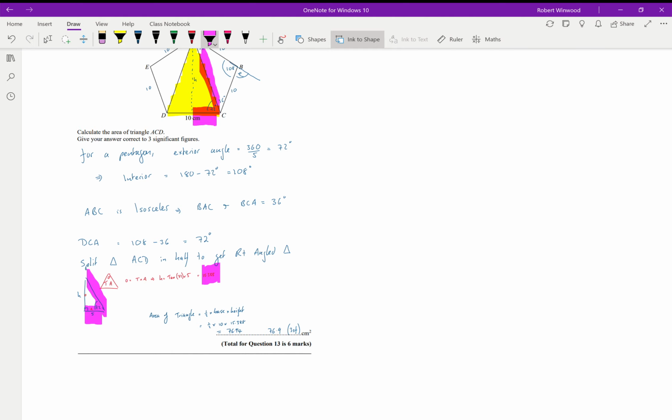Once I've done the height, I can do a half base times height to find the area of that triangle. And I haven't actually written it on here. If I then take the answer for the area of that triangle and times it by 2 to get the area of the whole yellow triangle, I'm going to get 153.8. I think, if I've got my arithmetic correct.